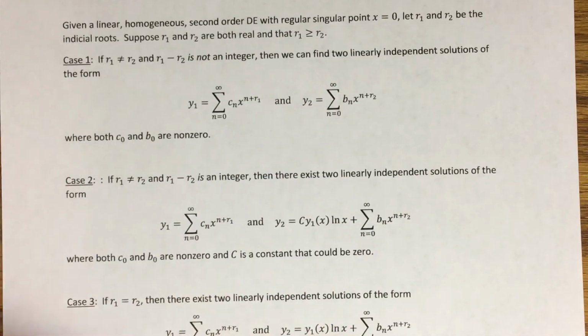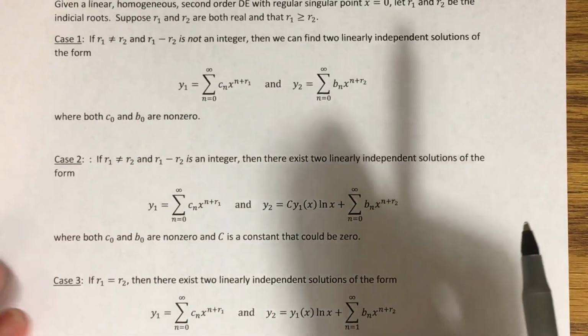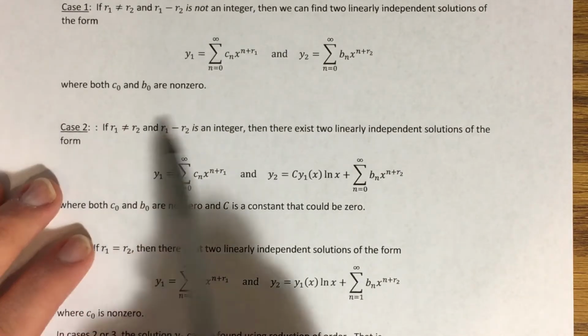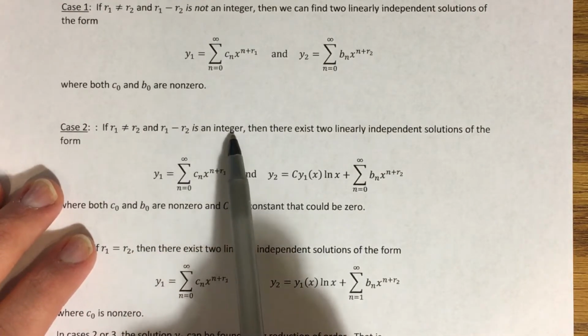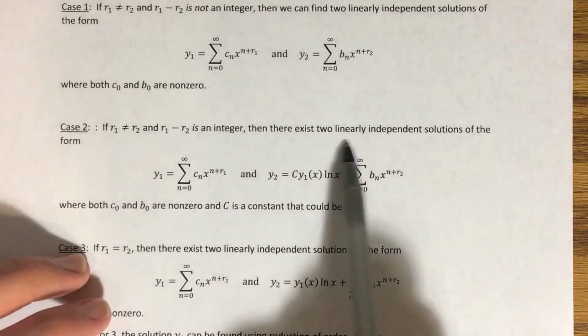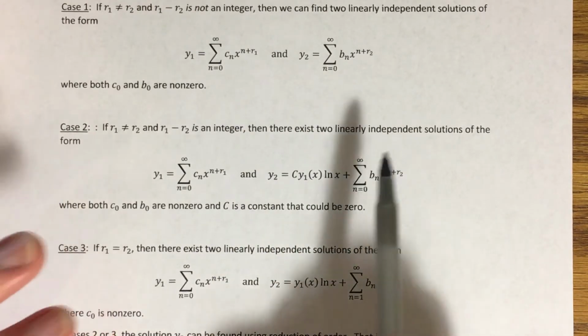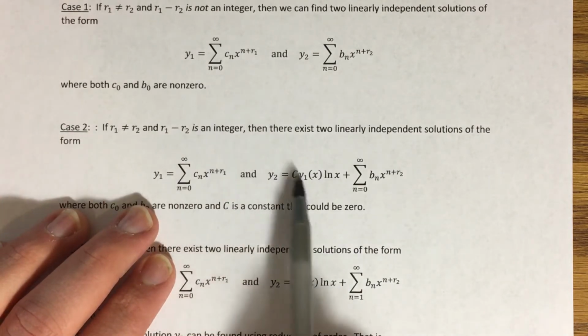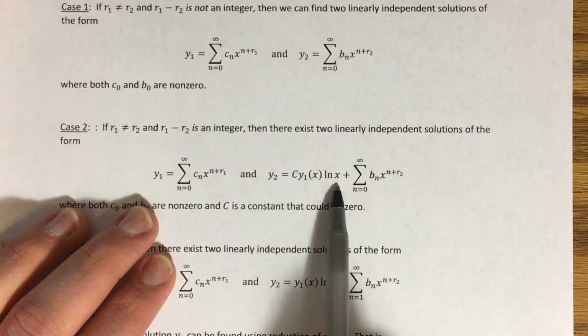Okay, so case 1 is the one that we looked at. That's the example that we looked at. Case 2 is where R1 and R2 are still distinct, but this time they do differ by an integer. If that's the case, then there still do exist two linearly independent solutions, but only one of them will come from Frobenius' method. The second one is going to take this form.